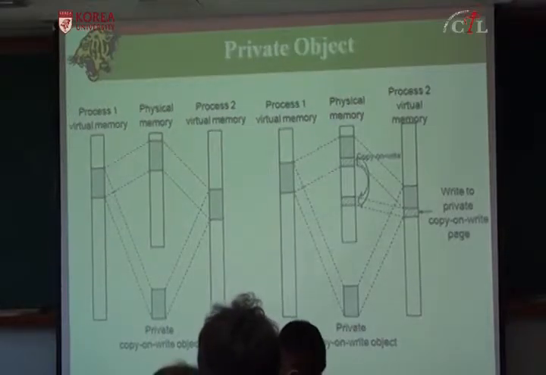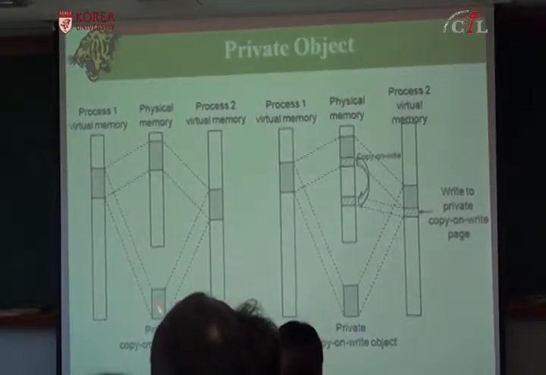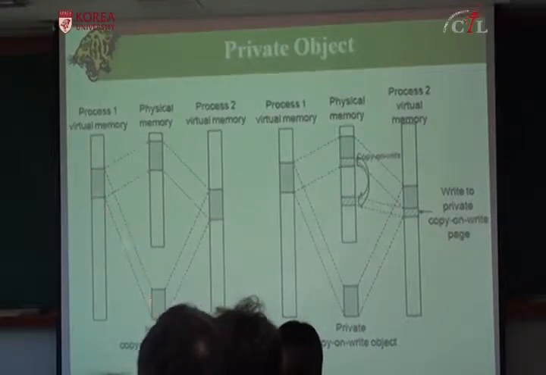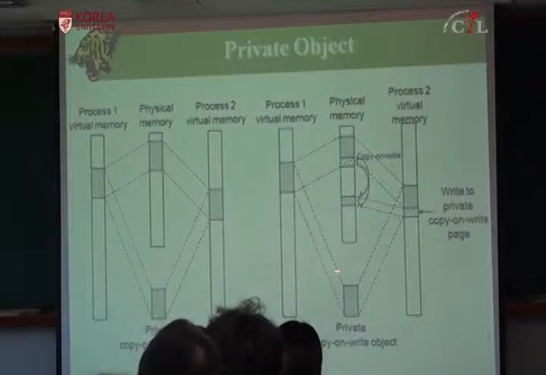Private object means initially they are mapping to the same object, but they declare them as private. Okay? So they have only a single copy.